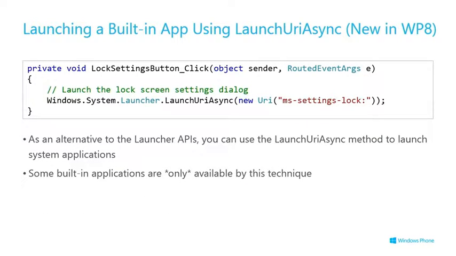Now, launchers and choosers was the old school way of doing things, but there is this new method called LaunchUriAsync, which is in the Windows Phone runtime, and you get this method on Windows 8 as well. So this is an alternative to the launcher API. But some of the newer stuff that's coming along will only be available through this method. A good example is the lock screen settings dialog, one of the new dialogs, only available through LaunchUriAsync, not through a chooser API.